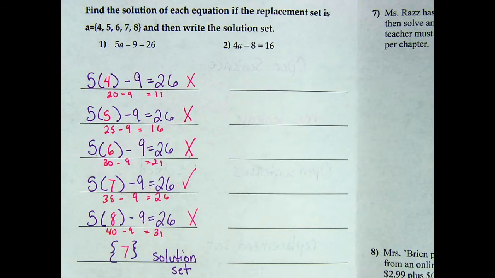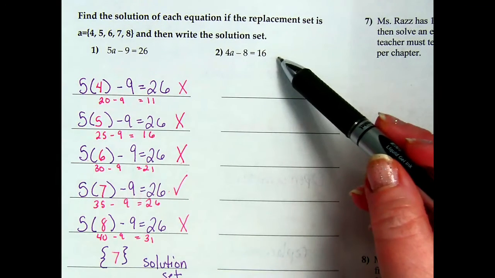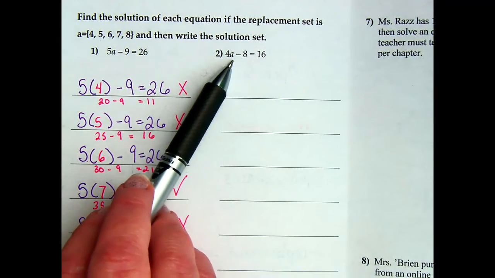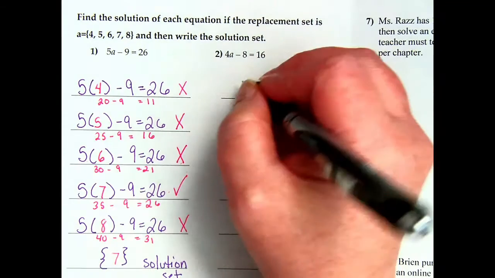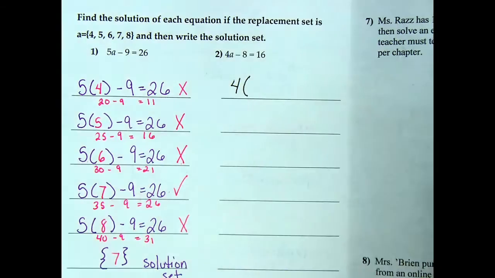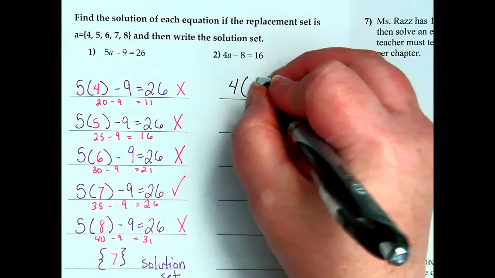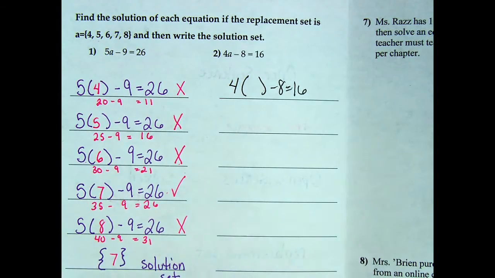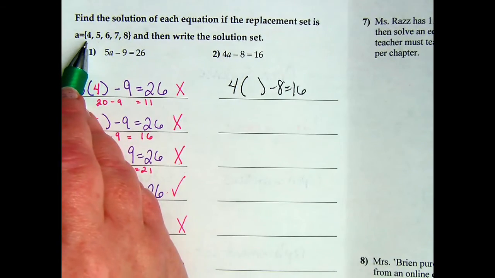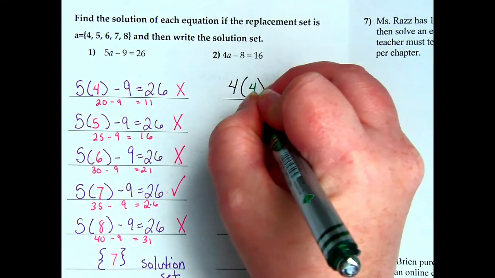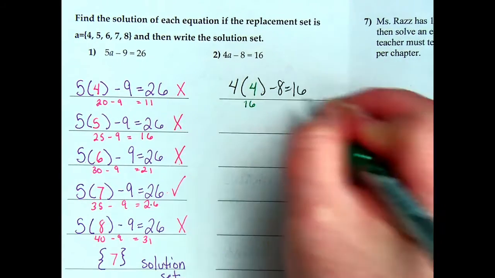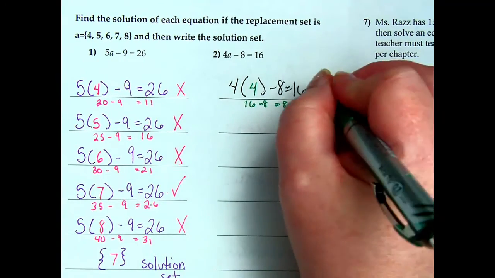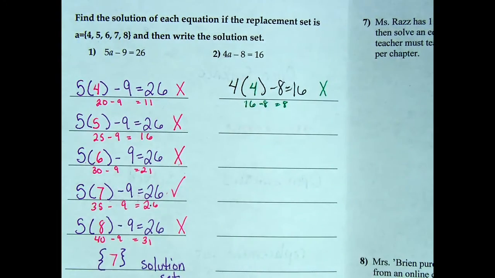So in this case, we have another example. 4a minus 8 is equal to 16, and we are going to use the same replacement set. So everywhere I see a, I'm going to put parentheses. The first a, again, we know is 4. 4 times 4 is 16. 16 minus 8 is 8. So we know that that is not a solution.